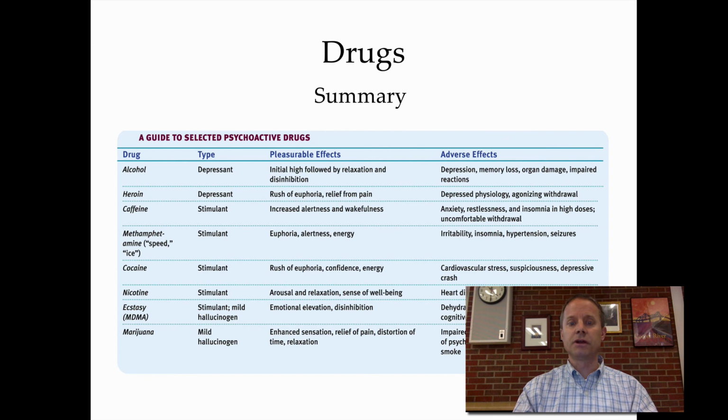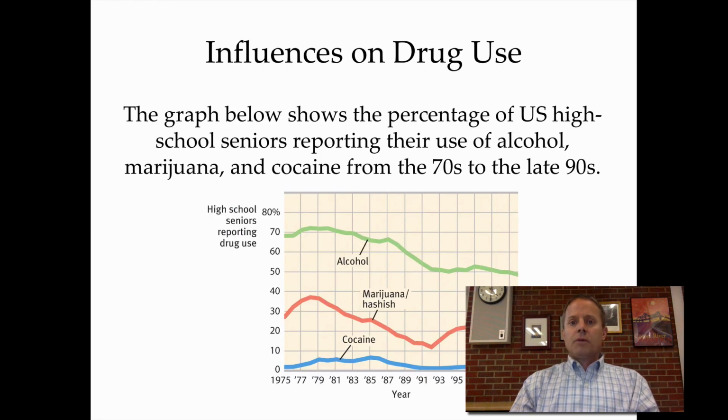Okay, here's a summary chart of all the drugs. You can pause the video here if you want to read it. I'm not going to read it all to you. What about drug use over the past couple of decades? Here it shows what happens in the 70s and 80s. You can see that drug use went down for a while. It looks like on most of these, so that was a good thing.